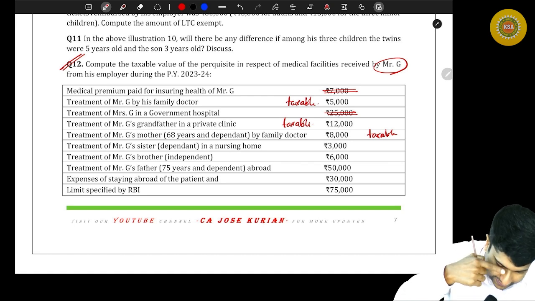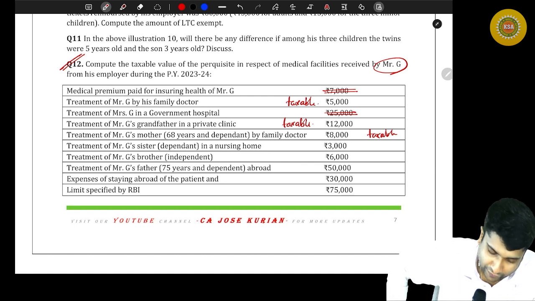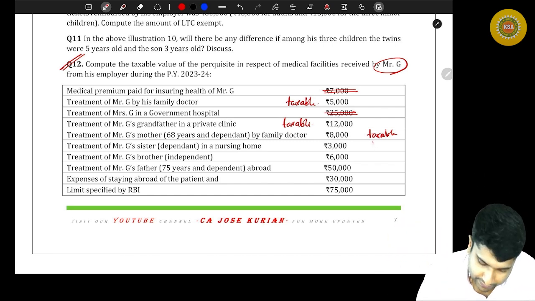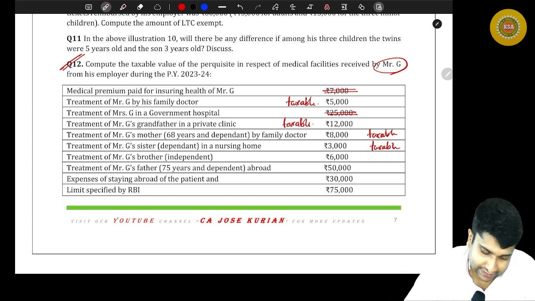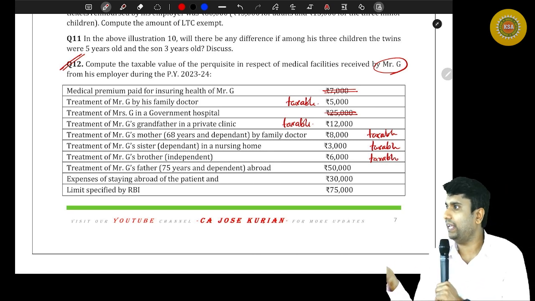Then, what is next? Treatment of Mr. G's sister, dependent, in a nursing home. Definitely taxable. Nursing home means it's just like a private hospital. Fully taxable. Then treatment of Mr. G's brother, independent, taxable. Why? They are saying independent, hence it is fully taxable.